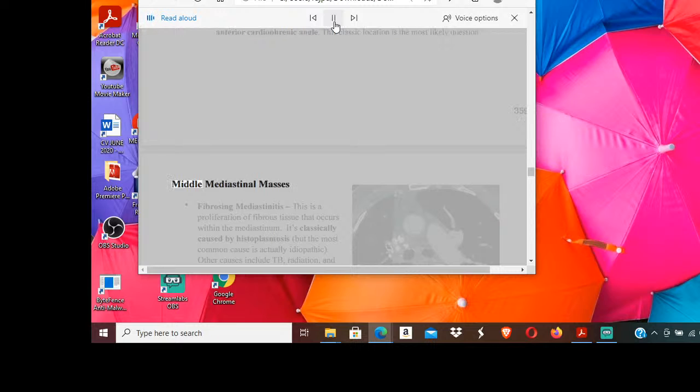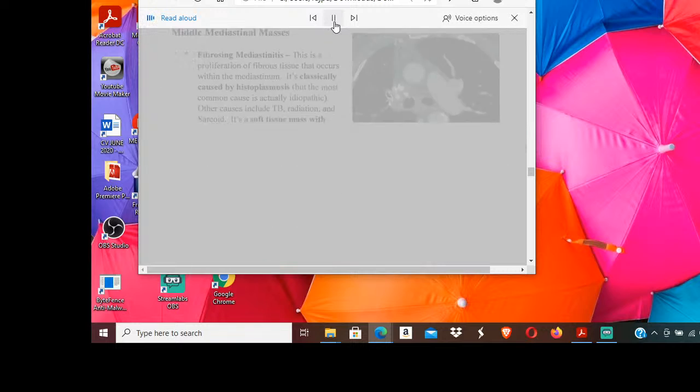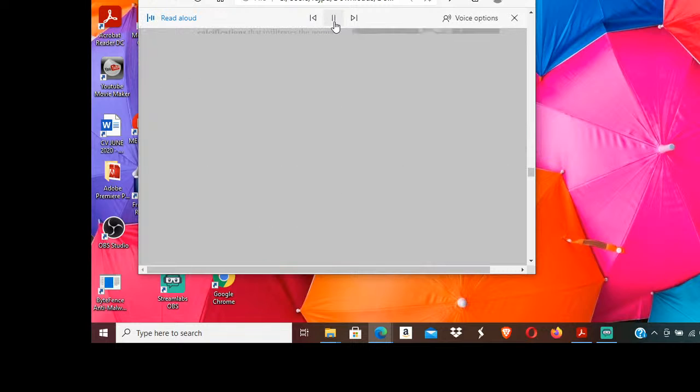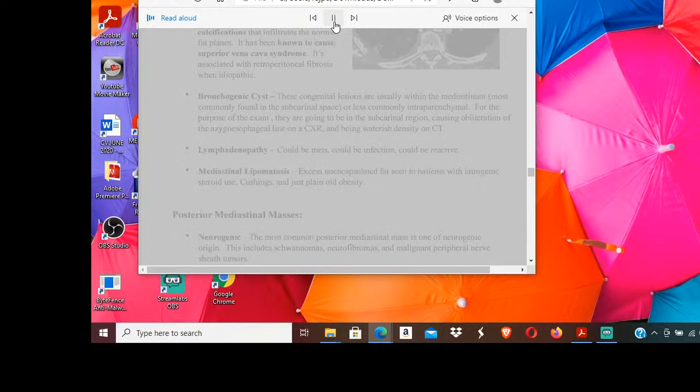359. Middle mediastinal masses. Fibrosing mediastinitis, this is a proliferation of fibrous tissue that occurs within the mediastinum. It's classically caused by histoplasmosis, but the most common cause is actually idiopathic. Other causes include TB, radiation, and sarcoid. It's a soft tissue mass with calcifications that infiltrates the normal fat planes. It has been known to cause superior vena cava syndrome. It's associated with retroperitoneal fibrosis when idiopathic.